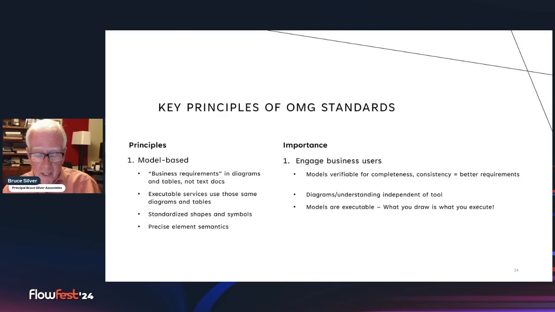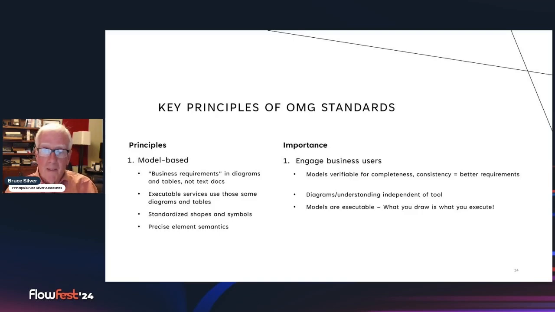Now, 3 key principles underlie all of these OMG standards, which play a central role, as I said, in Flowable's platform today. And I want to talk about why they're important. The first is that they're all model-based, meaning diagrams and tables. And those models are used both for outlining the desired solution, what I've been calling business requirements, and creating the executable solution itself.